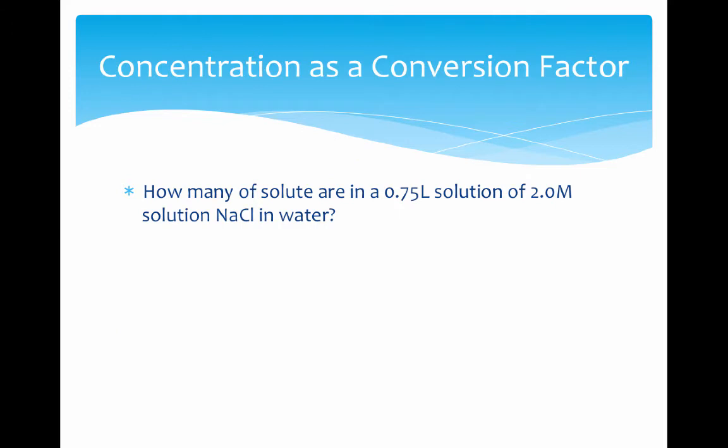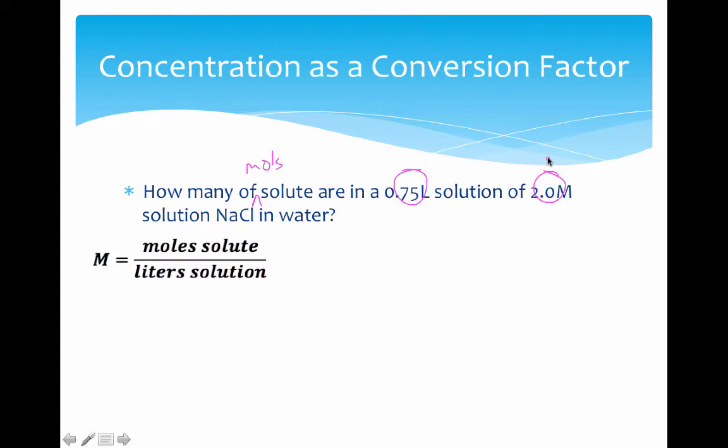So without even getting into how to use concentration as a conversion factor, we can actually tackle a problem such as this one. This question asks us how many moles of solute are in a 0.75 liter solution of a 2.0 molar solution of sodium chloride in water. We can use the equation for molarity to figure this out: plug in the volume of 0.75 liters and the concentration of 2.0 molarity, and then solve for the value of x to find out that there are 1.5 moles of sodium chloride in this volume of this concentration of solution.